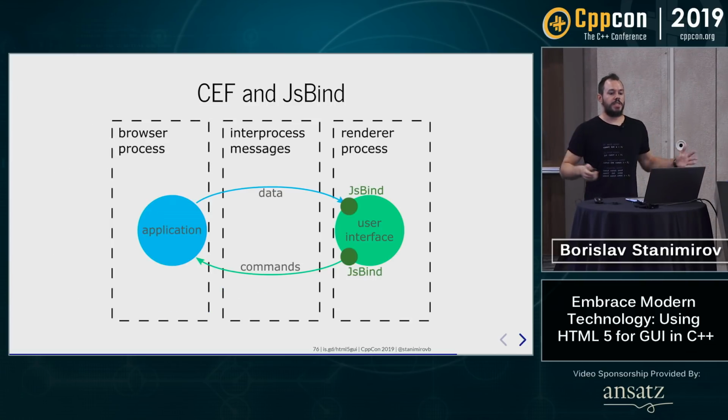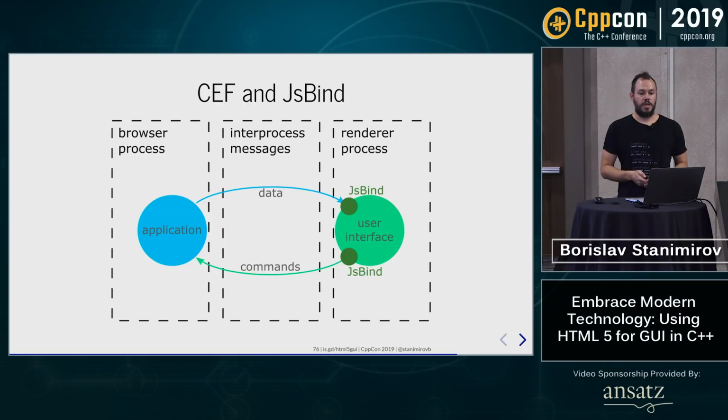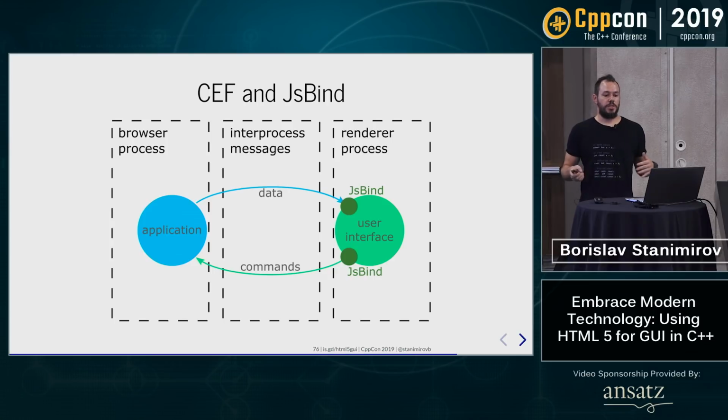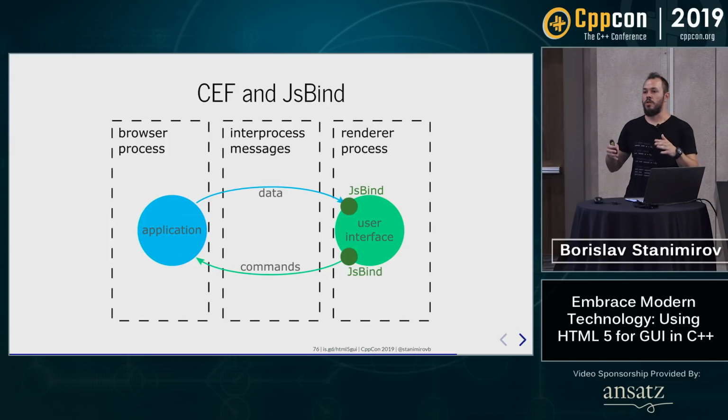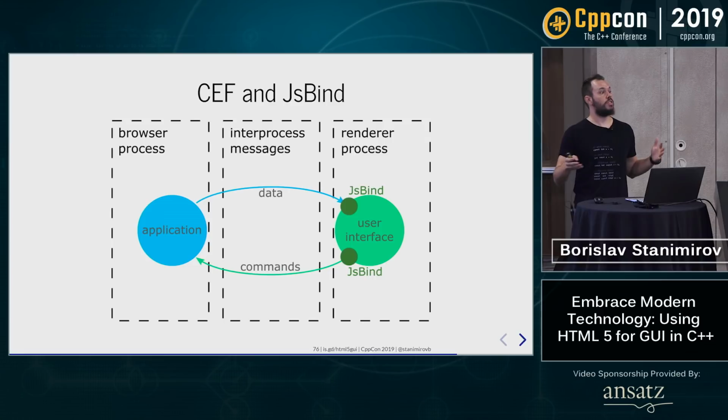Anyway, so basically this is how the architecture looks in this case. We have the browser process, we have the render process, we have inter-process messages, and we have some JSBind or other binding between C++ and JavaScript, and this is where the controller part of our MVC lies.